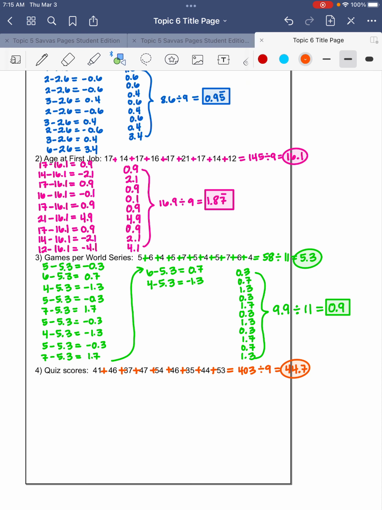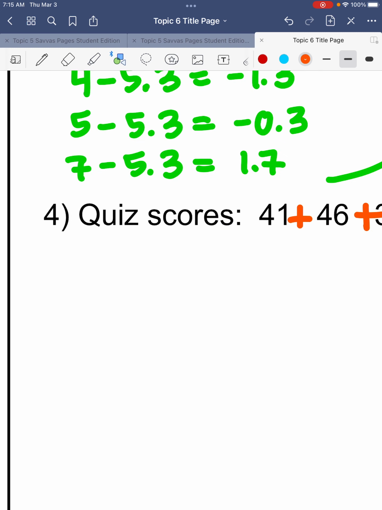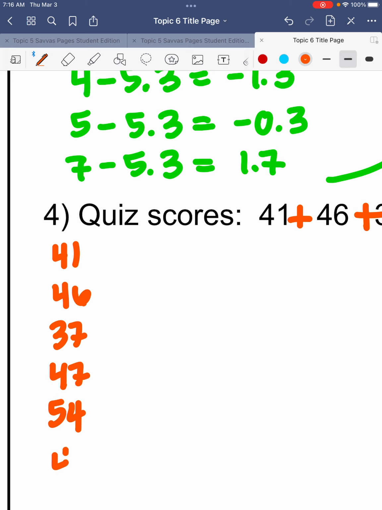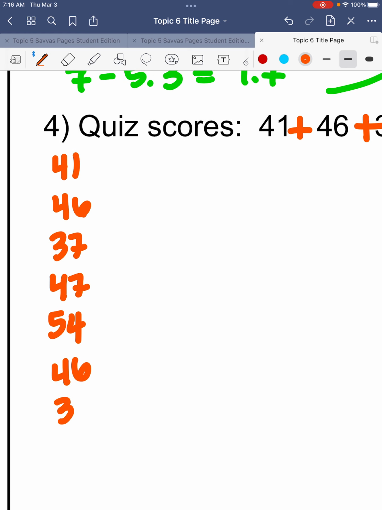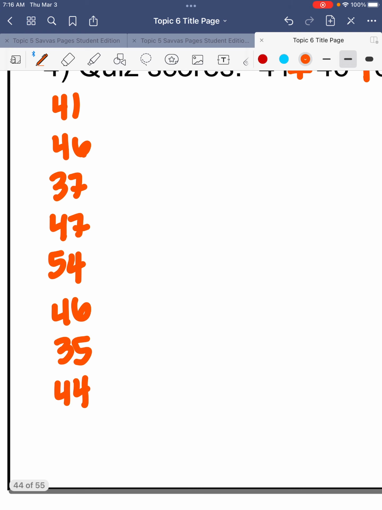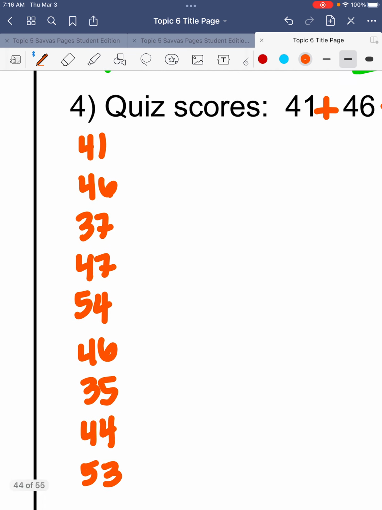Okay? So now that I've got my mean, I'm going to subtract every term from the mean. Or I'm going to subtract the mean from every term. Sorry. So let's start. I'm just going to rewrite them all here. 41, 46, 37, 47, 54, 46, 35, 44, and then 53. And that should be all 9 of them. 1, 2, 3, 4, 5, 6, 7, 8, 9. It is. Okay, so I'm subtracting the mean from every single one of those terms.